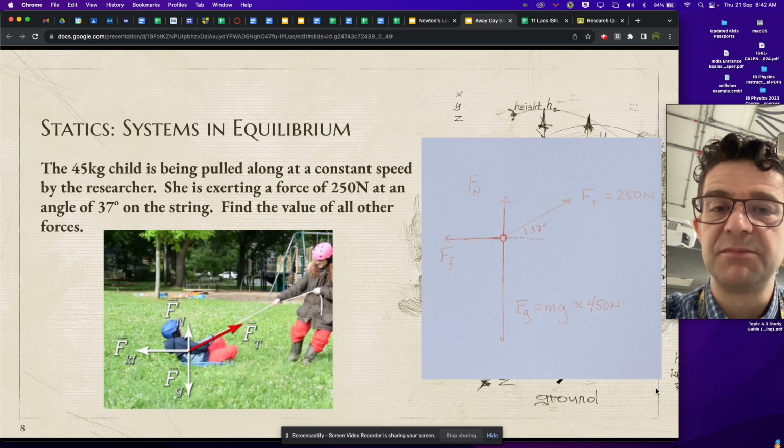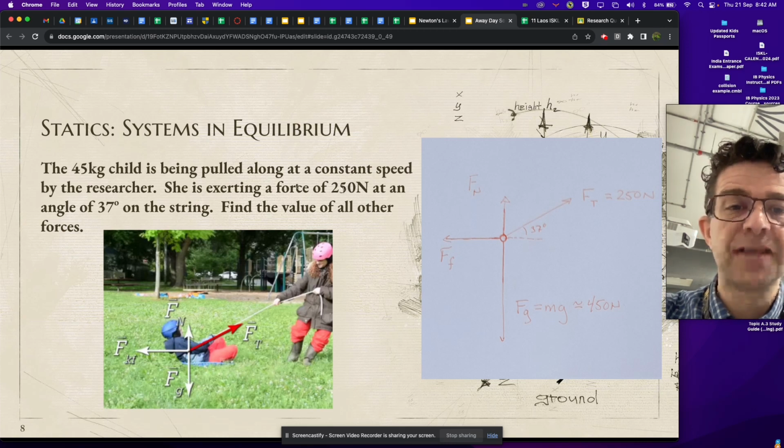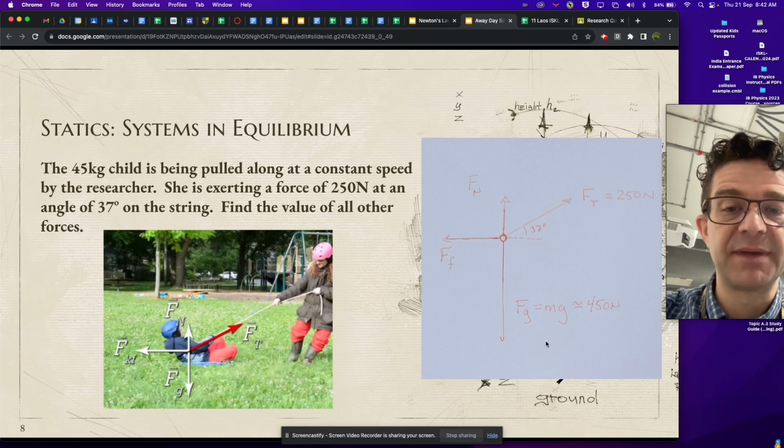So I'm starting to put some numbers in there because they're numbers that I know from the problem. The 250 newtons is there directly, and the 450 newtons I calculate from 45 times g, or I'm going to use and estimate it with 10, just to make the numbers feel a little simpler.